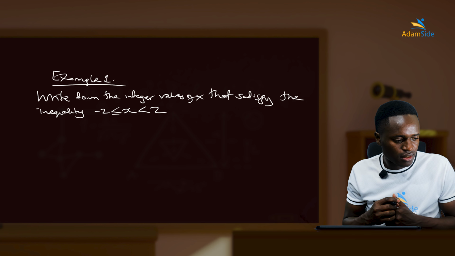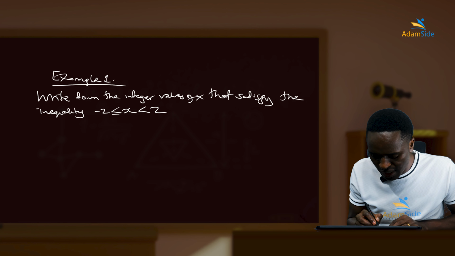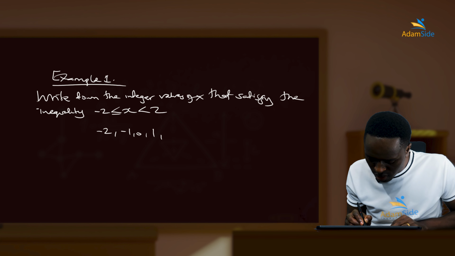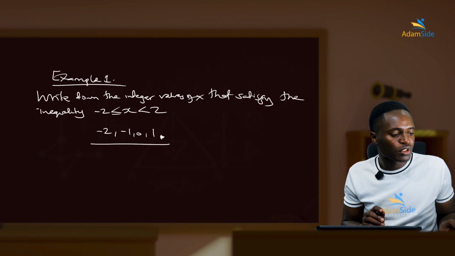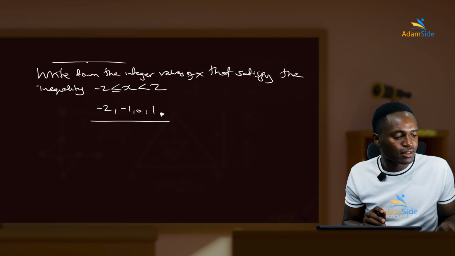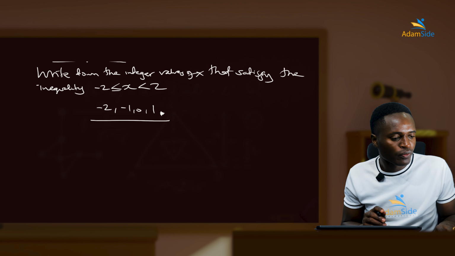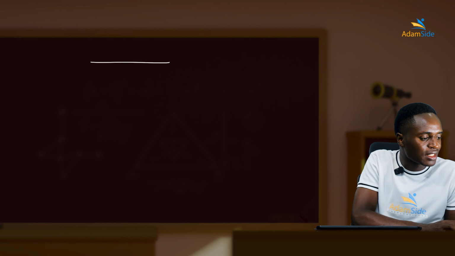What do we do in this case? Obviously, we know -2 is part of the solution, but 2 is not part of the solution. So -2, -1, 0, 1, and 2 is not. So these are the values: -2, -1, 0, 1. This is how these kinds of questions might be tested, and they want you to show deeper understanding of negative and positive numbers.